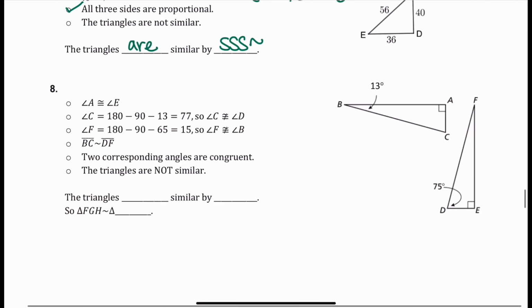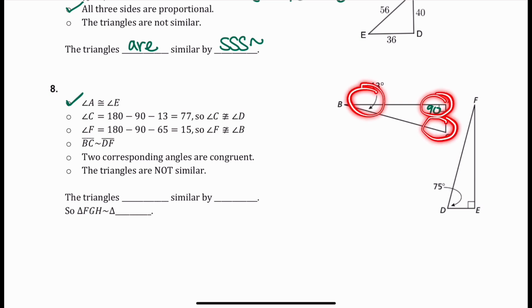Now, A and E. If I'm looking at A, that is a 90-degree angle, and E is a 90-degree angle. So from the picture, I can tell that those two angles are congruent. So I'm going to check that box. Now, if I take 180, and I minus 90, and I minus 13, that will give me angle C. And angle C is 77 degrees, so C is not congruent to D. D is 75. So I'm going to check this box because I can tell that is true from the picture.